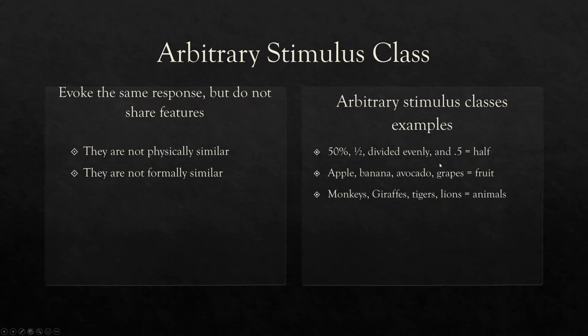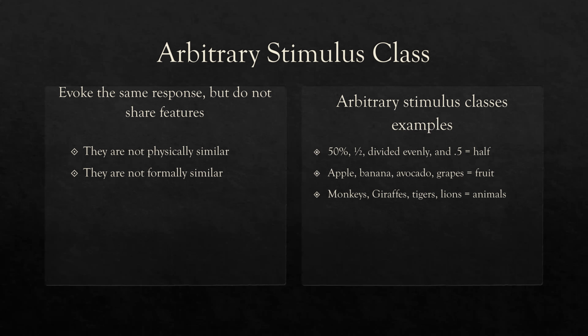And then arbitrary stimulus classes. They evoke the same response, but do not share features. Not physically similar. They're not formally similar. Okay? They're very arbitrary in relation to one another. But when we look at our behavior and responses, they're all evoking the same exact response. For example, when we say 50%, we say 1 divided by 2. Say divided evenly, and when we say 0.5, what we're really saying is half.